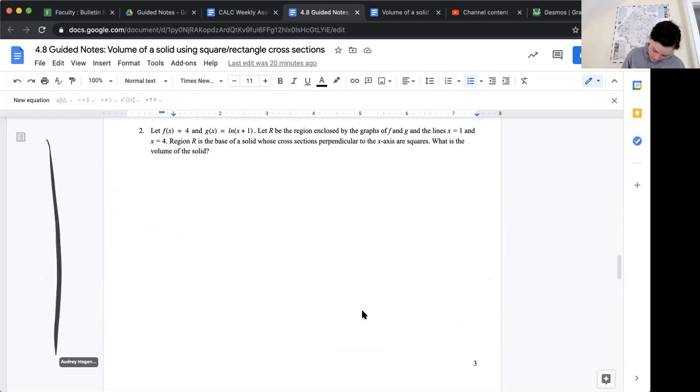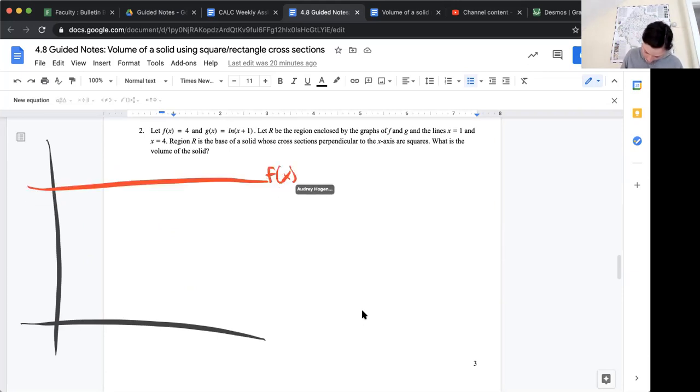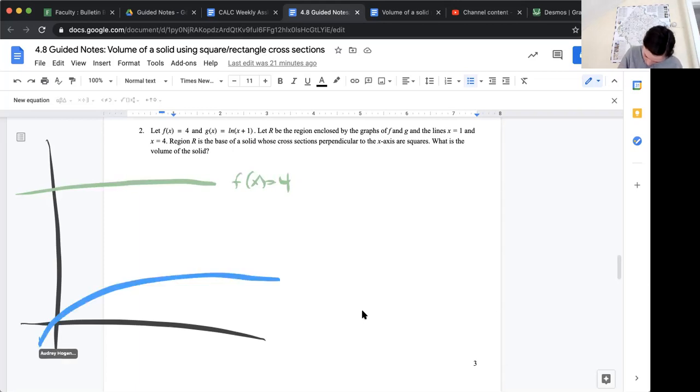So let's get our axes out. f of x equals 4 is our top line. It's going to be here. Actually, I'm not going to do that in red because red has been a common color for our 3D shape. So do that in green. f of x equals 4. And our other line is ln of x plus 1. As you can see, there is no region between these two functions because they haven't crossed, and I don't think they do.